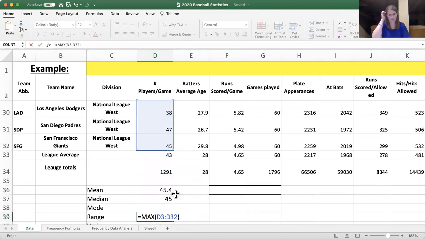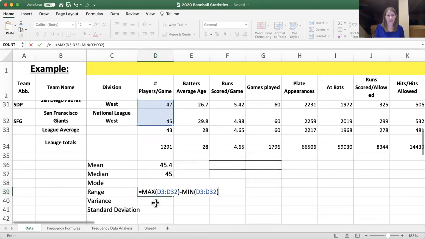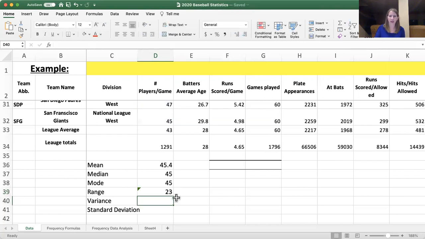So we take our maximum and then we subtract our minimum, and we type in min. And then again, we're doing D3 colon D32. When you type that in just like that, it should look like equals max D3 to D32 minus your min D3 to D32. Hit enter, and we see our range is a difference of 23.